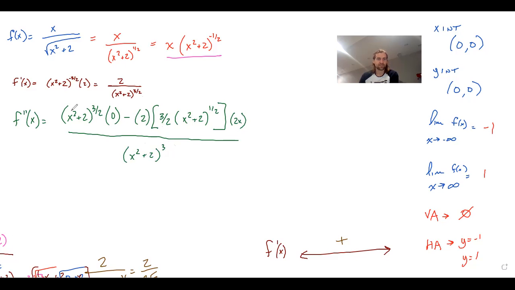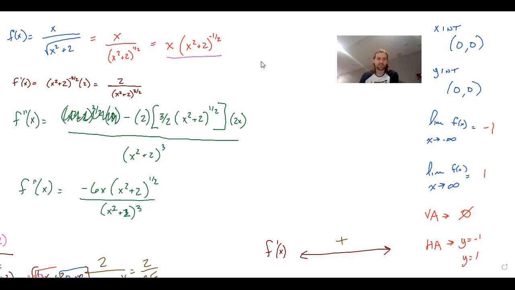Okay, let's clean this up. So this is going to go away because that's times 0. So really we have 2 times 3/2, which is just 3. We have a negative here, and then times 2. So we would have negative 6x times x squared plus 2 to the 1/2 power over x squared plus 2 to the 3rd power.